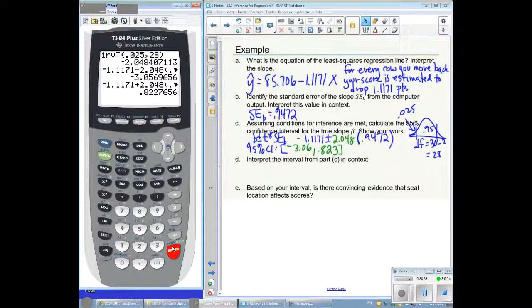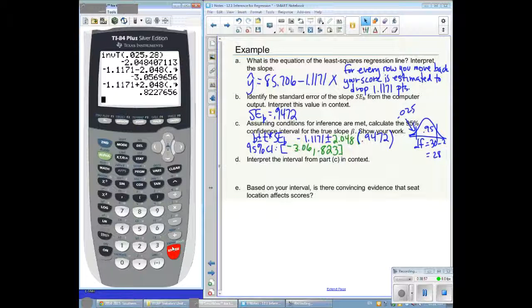So tell me what you mean by not significant. Because we're not doing a significance test, we're looking at a confidence interval. What are you saying? It's 0.823. Yeah, sorry, that's just a decimal value.